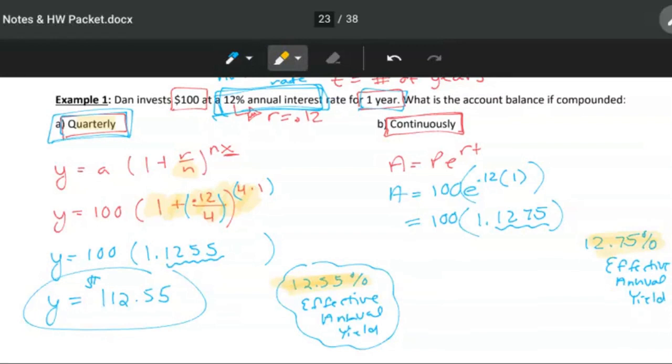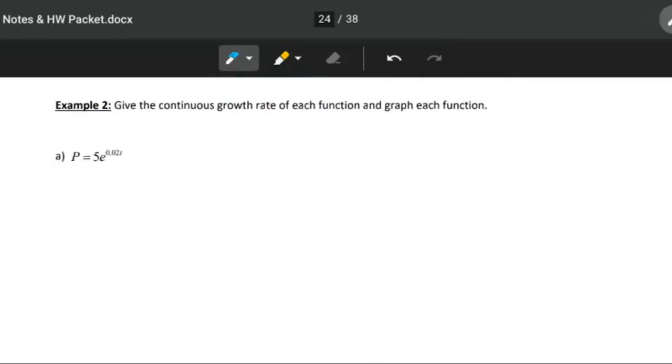12.75% is better, which we can confirm if we carry out the rest of the math and multiply that number by 100. We're going to get 112.75. So compounded continuously was a better option, not by much. It got you about 20 cents more, but it was a little bit of a better deal. Let's take a look at example 2.